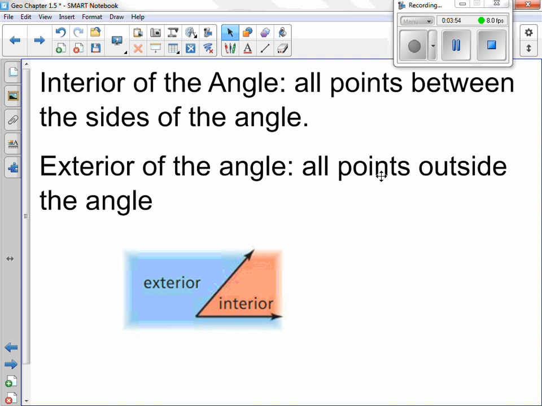I think I drew a little angle there for you. So inside the 2 lines, you can write interior, and outside you can write exterior. Interior, inside, exterior, outside. So not too bad there.